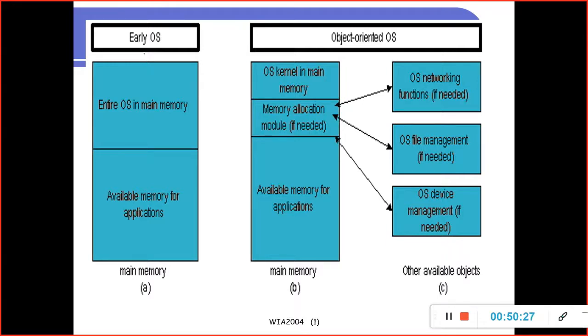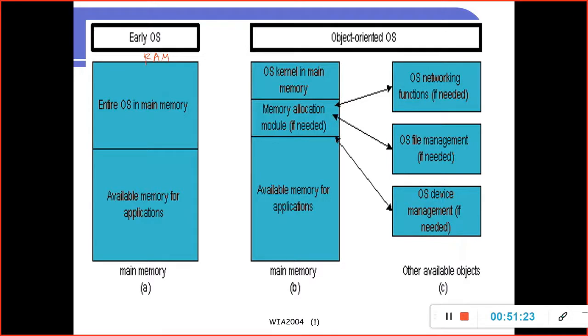So this is the early OS design: entire OS in main memory, and available memory for applications. You can see that the OS takes a lot of space in the RAM. So this is the RAM. So the entire OS in the main memory takes a lot of allocation. Say if you have 8 megabyte RAM, last time it was 8 megabyte, 32 megabyte RAM, almost 16, half of it is occupied by the OS. Meaning if you install Windows 98, almost half of the RAM is occupied. So you have very little space to allocate your jobs or applications. Okay, this is the early OS.